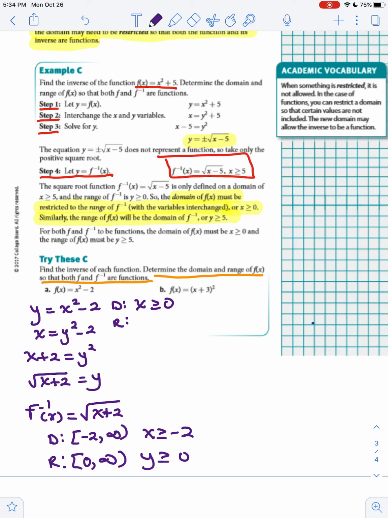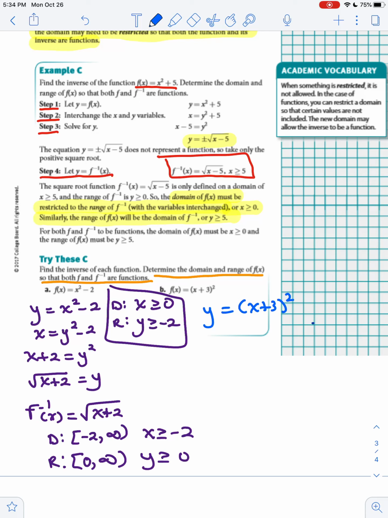So the domain of the function is the range of the inverse, and vice versa. So now, since the domain of the inverse function was x is greater than or equal to -2, that's what our range will be. And then this is what we're looking for.